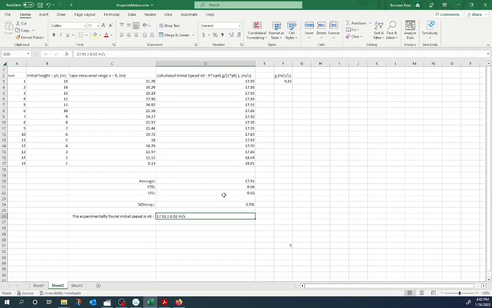Okay, so that's our experimentally calculated speed, initial speed of the FET cannon. And we can see that we're matching really well, right up to 0.5% discrepancy. So the experimentally calculated value matches the experimentally measured value within 0.5%. Okay, good.